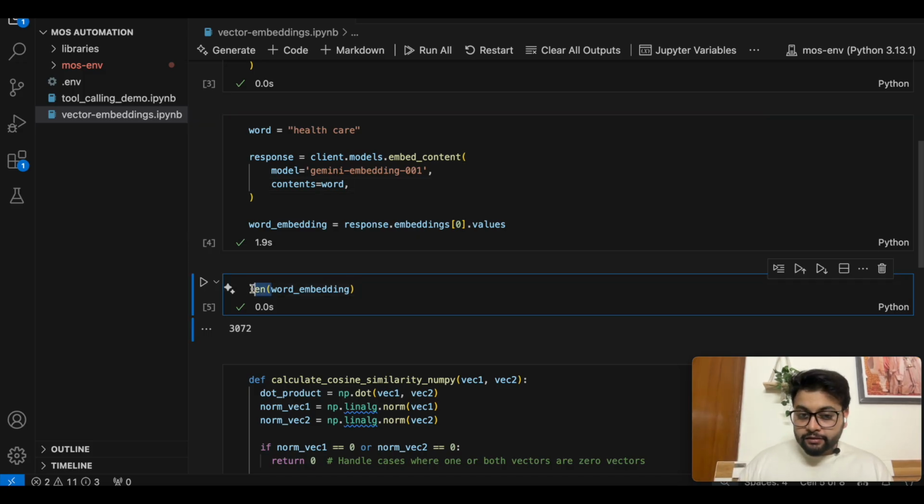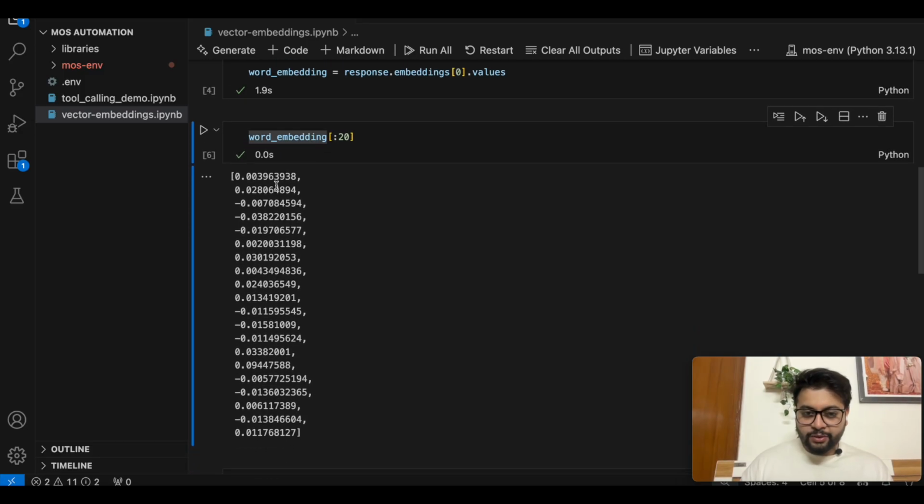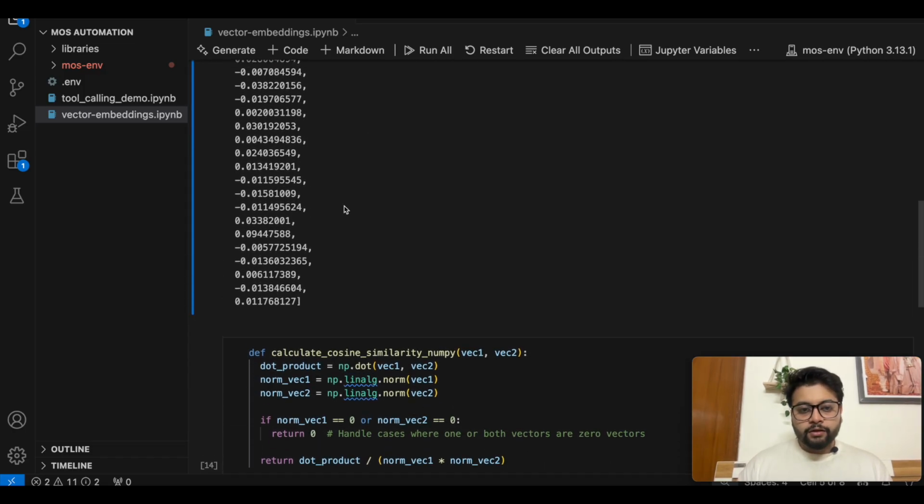I can also visualize these embeddings. I'm not going to visualize all 3072. Let's visualize the first 20 values, and we'll obviously get a series of numbers. This is how it will look. You can see the 20 numbers here, and like that, there are 3072 numbers. I'm not going to flood my notebook here, but I hope you get the gist of it.